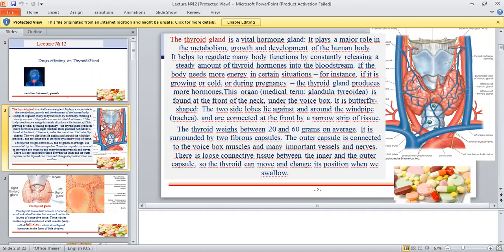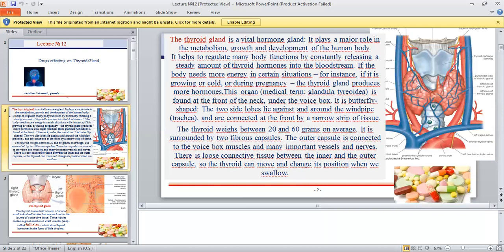The thyroid gland is a vital gland. It plays a major role in the metabolism, growth, and development of the human body. It helps to regulate many body functions by constantly releasing a steady amount of thyroid hormone into the bloodstream. If the body needs more energy in certain situations, for instance, if it is growing or cold or during pregnancy, the thyroid gland produces more hormone. The medical term we use for this organ is glandula thyroidea, and it is found in the front of the neck, on the anterior side under the voice box.